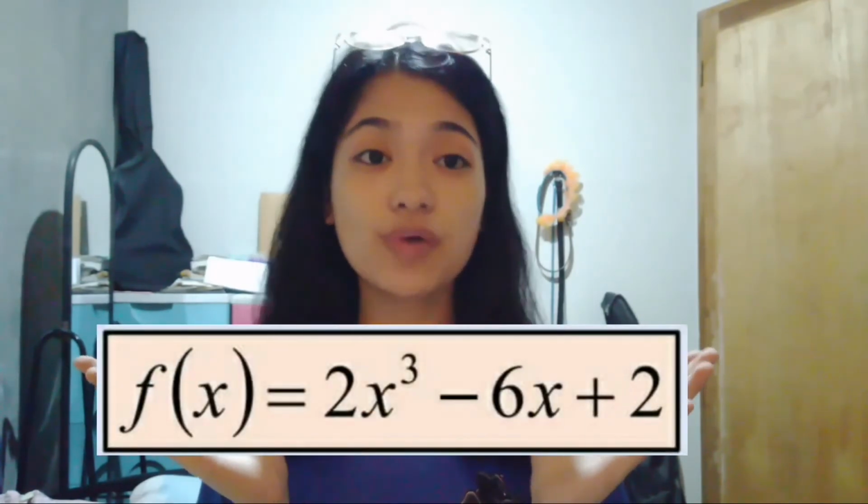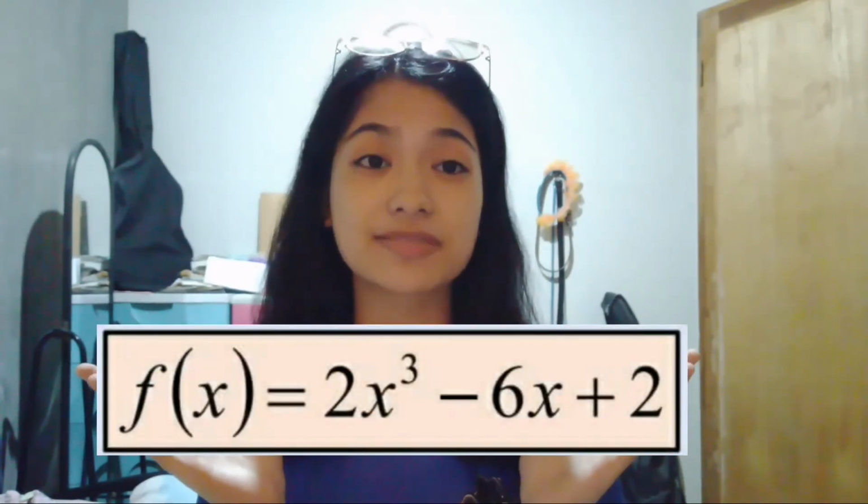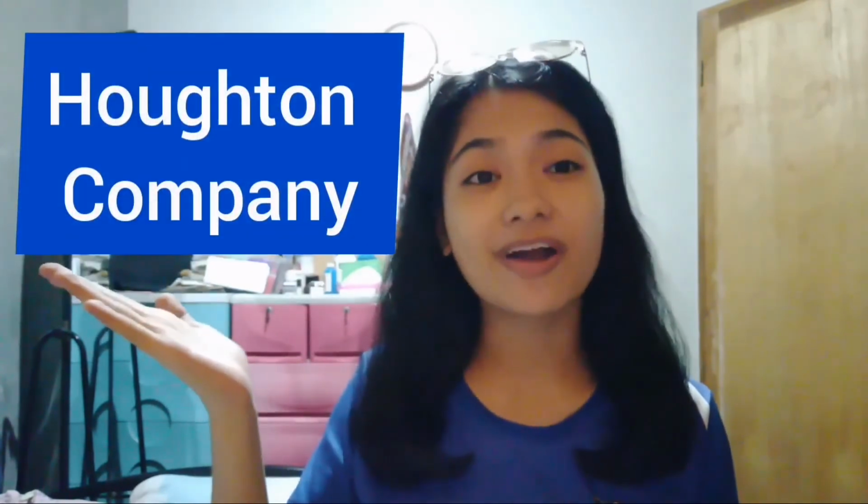The function is f of x equals 2x cubed minus 6x plus 2. It came from the book Calculus of a Single Variable. The authors are Edwards, Haid, Hostetler, and Larson. The year of publication, 2002. The city of publication, New York City. The company of the publisher, Houghton Company.